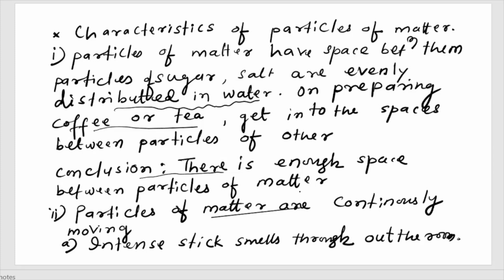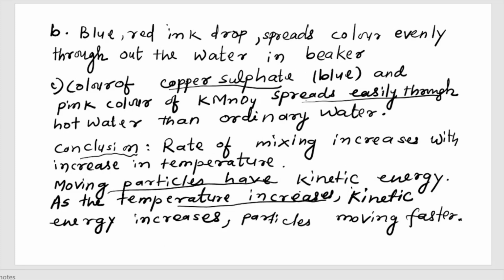पार्टिकल्स ऑफ मैटर आर कंटिन्यूसली मूविंग. जो मैटर का पार्टिकल्स है वो कंटिन्यू मूव करता है, कभी स्टे नहीं रहता. दैट इज वाई एक अगरबत्ती पूजा रूम में है, तो पूरे घर में खुशबू भर जाती है. एक रेड इंक ड्रॉप, कोई कलरफुल सब्सटेंस, एक छोटा सा ड्रॉप वाटर में डालो, पूरा वाटर बीकर में कलर हो जाता है. कॉपर सल्फेट ब्लू कलर है, पोटेशियम परमैंगनेट KMnO4 पिंक कलर है. कोई भी पानी में डालो तो कॉपर सल्फेट से ब्लू हो जाएगा और पोटेशियम परमैंगनेट से पूरा सॉल्यूशन पिंक हो जाएगा. सिंपली कंक्लूजन क्या है, मिक्सिंग हो रहा है.